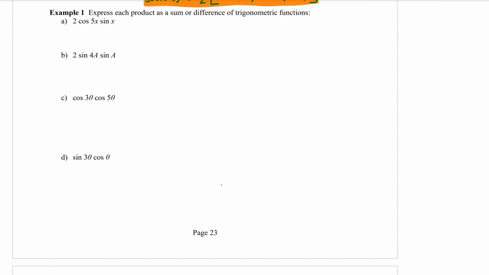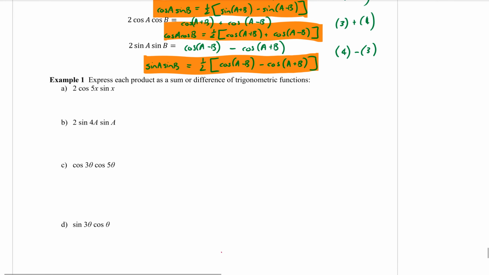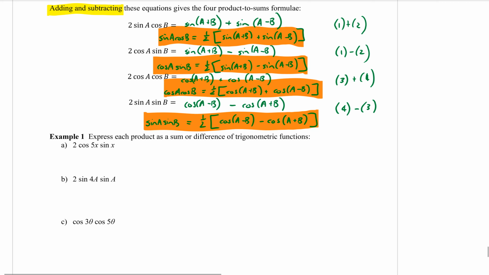Express each product as a sum or difference of the trigonometric functions. So we just want to practice using those formulas. For the first one, we have 2 cos 5x sine x. We do have the 2 at the front, which means it'll probably be easier to use the top version of the formula. And it is cos then sine. So cos then sine is this formula here. 2 cos A sine B, that's the version that I want to use.